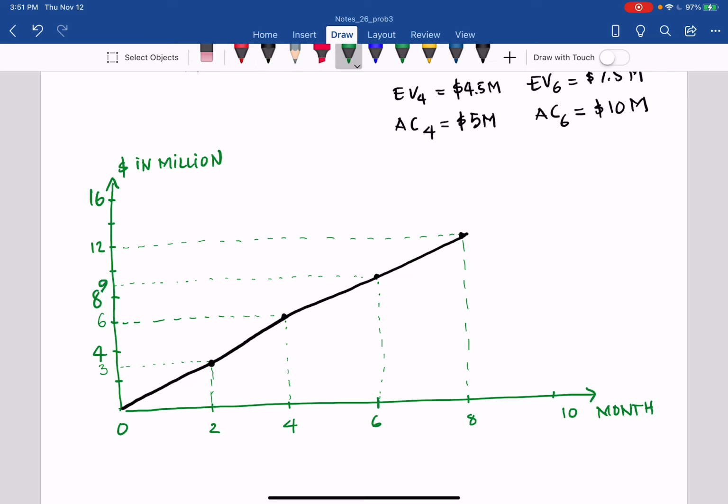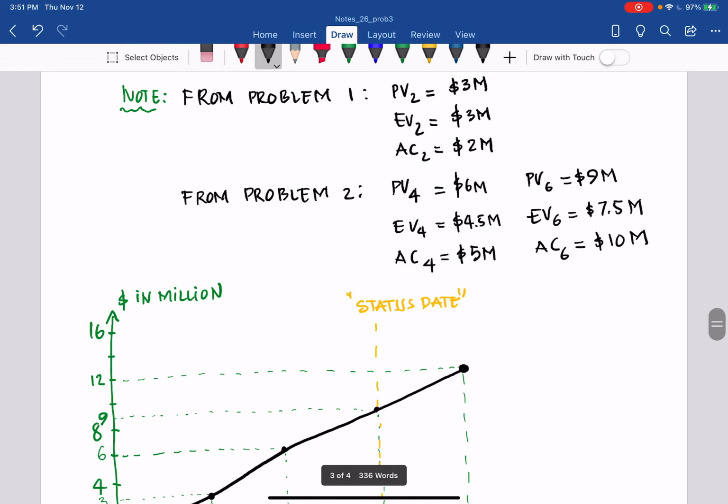Here, if I put the line like this, that is the status date after 6 months, and you can see that. The total is the BAC, which is the top there. Now do similarly for the earned value.